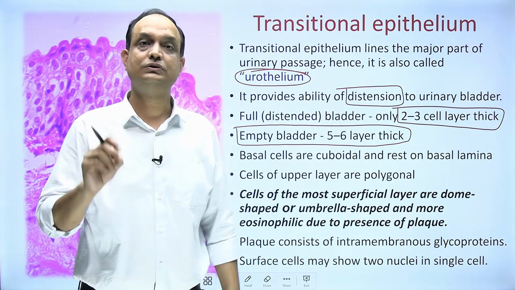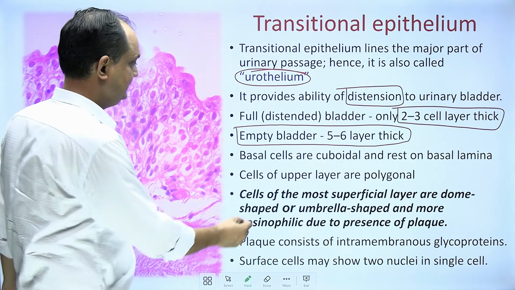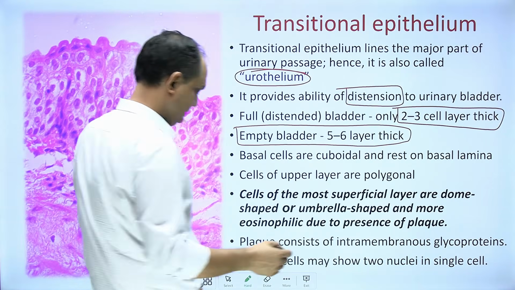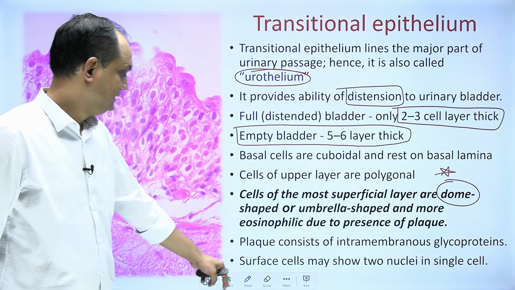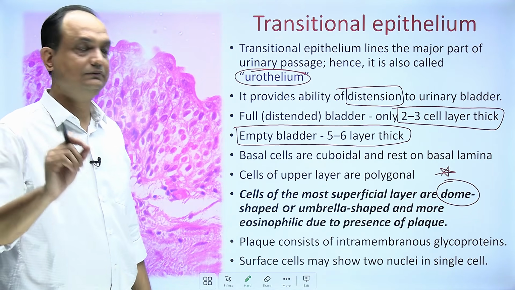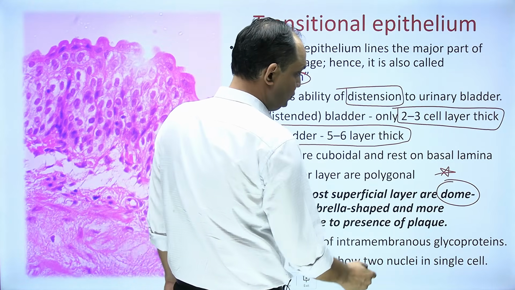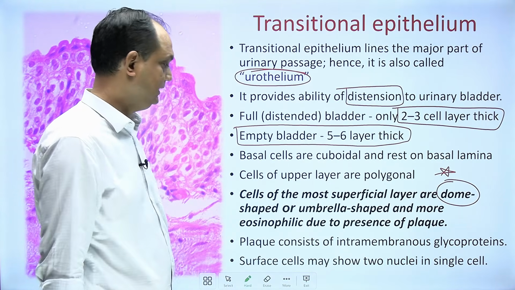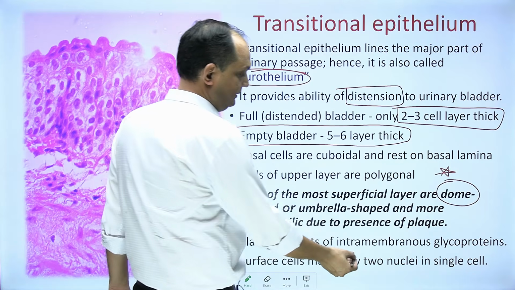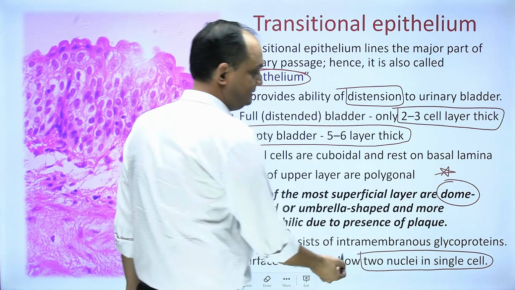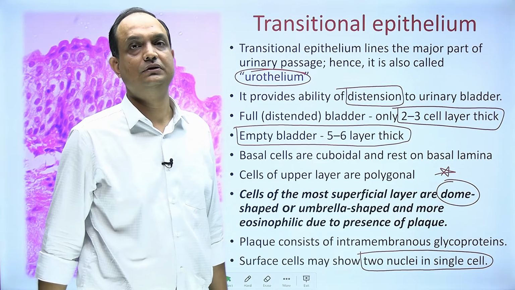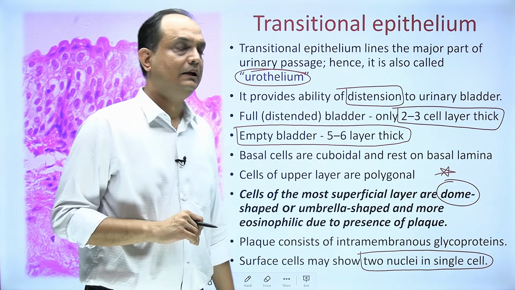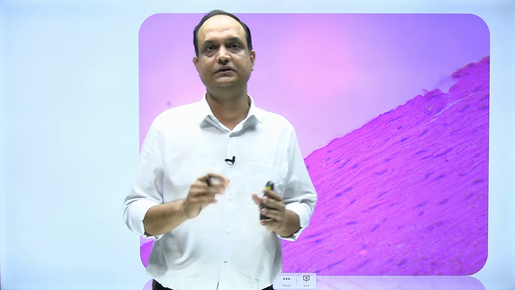The second and most important identification here is that the cells of the most superficial layer are dome shaped. Now, this is a question: dome shape or umbrella shape. The second thing is that some of the cells may have two nuclei. Binucleated cells may be present, and these binucleated cells in the epithelium with umbrella shape are a classical feature of your transitional epithelium. So, now we have completed the theory part. Now, we will discuss identification one by one.